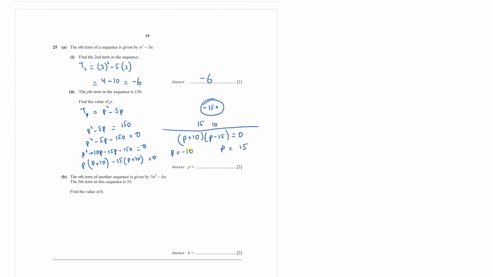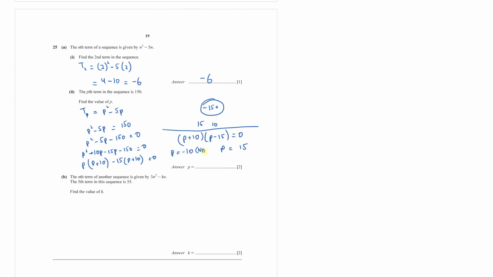Now you have two values. Since p is the position of the term in the sequence, it cannot be a negative value, right? You cannot say, find me the negative third value of the sequence. You always start the sequence values with the first value, the second, the third, and so on. So this will not be correct.